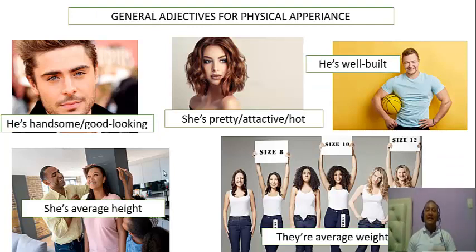Thank you very much for watching. Remember to watch the video, listen and repeat. Then practice describing yourself and someone you know using the verb be: I am, he is, she is. Using the verb have: I have, I've got, he has, he's got, she has, she's got. And then the verb wear, to describe what someone wears that describes them physically.